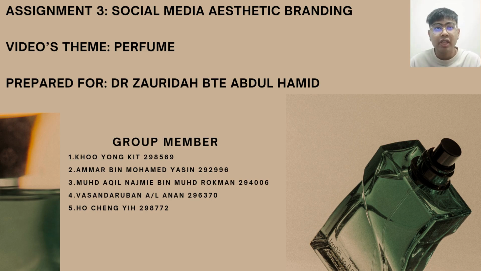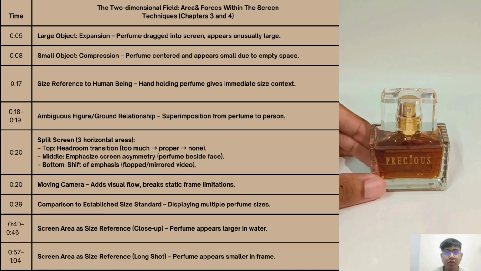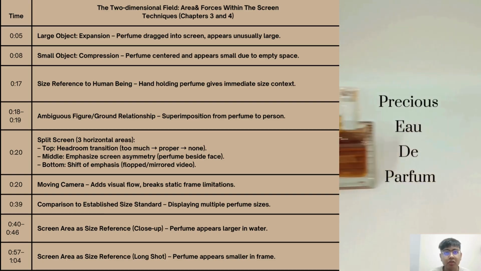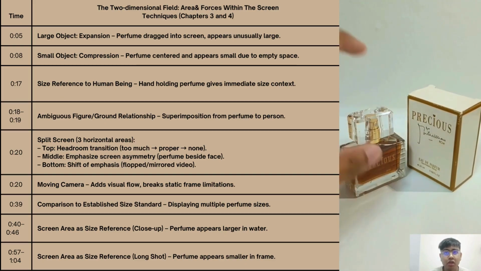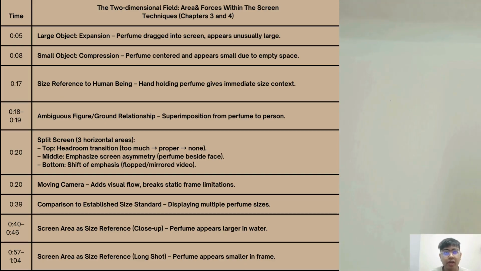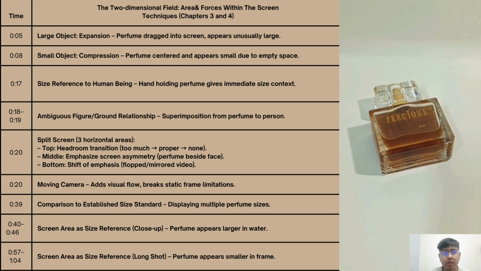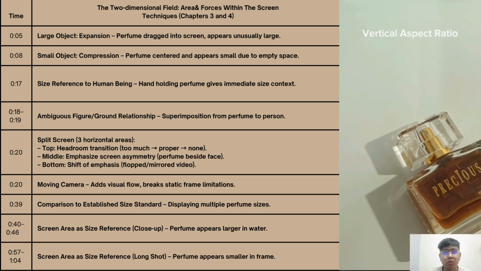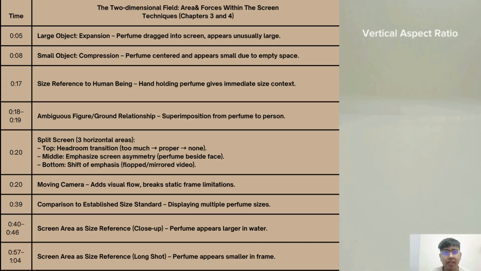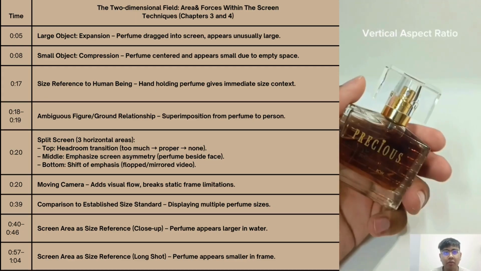So today, me and my teammates will be presenting 5 perfume videos of social media aesthetic branding, which incorporate aesthetic branding techniques based on the subtopics of our syllabus. This video applies various visual techniques from chapters 3 and 4, which is two-dimensional view, focusing on both the area and the force within the screen. The video is entirely in a vertical aspect ratio, aligning with TikTok's native format.